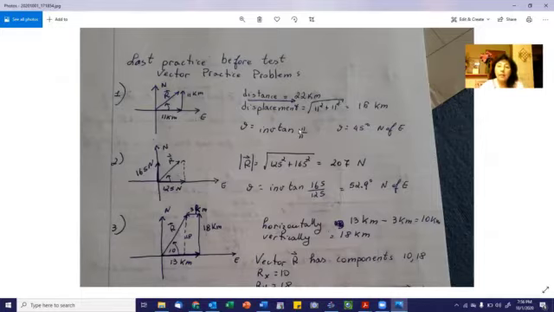So this is the verbal explanation of the posted homework solution.